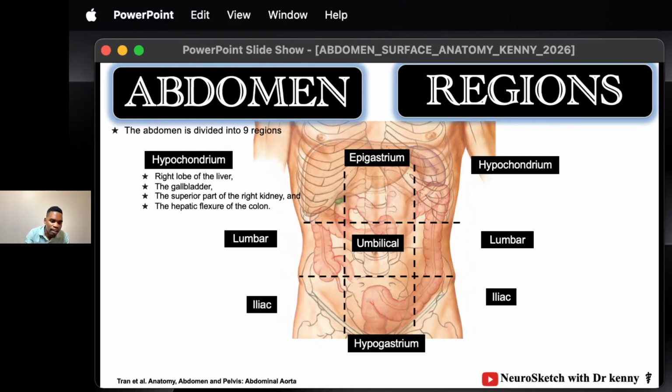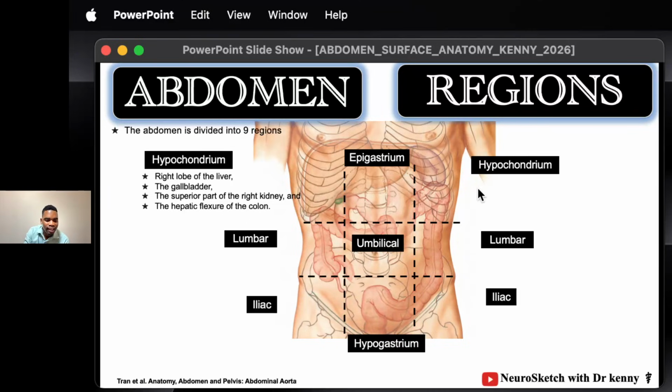For example, the right hypochondrial region is very important for noting the presence of the gallbladder. So the gallbladder and the right lobe of the liver are present in the right hypochondrium region. This you should know from this point. Later we're also going to see that the superior part of the kidney is found here, and also a part of the colon. Don't worry about the colon; we're going to understand it more when we do the anatomy of the abdominal viscera.